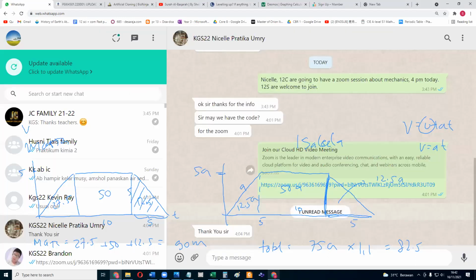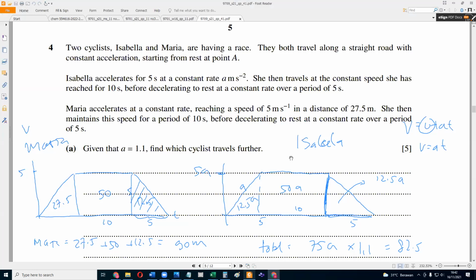Okay. I think we can rejoin. Oh yeah, less than 1 minute. I'm going to close this room for now.